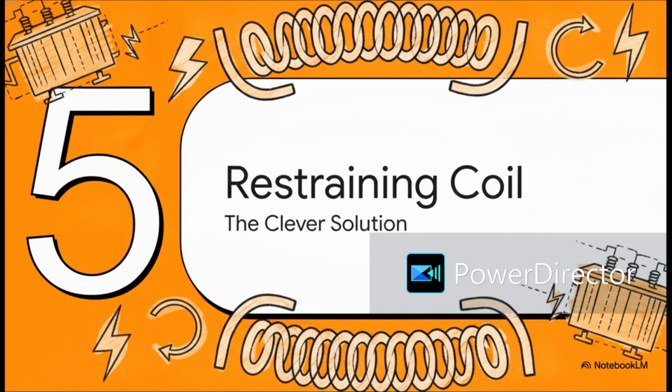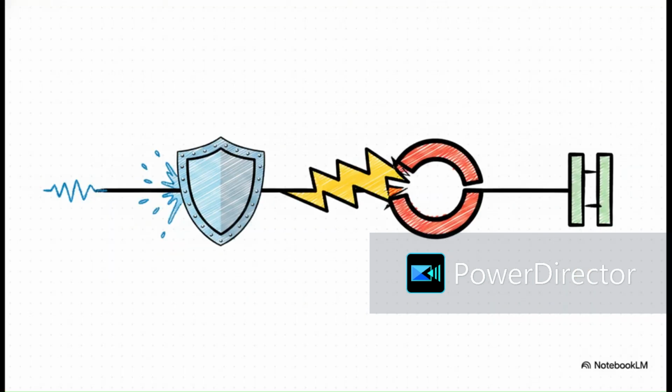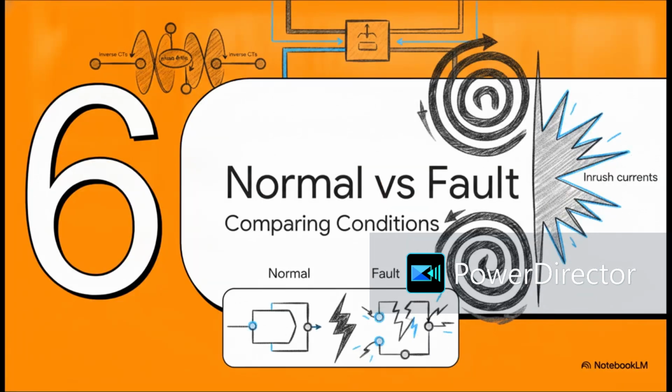Section 5. The restraining coil solution. So, the crucial point here is understanding the distinct roles of two very different coils. On the left, we've got a new component, the restraining coil. Think of it as your gatekeeper, or a buffer. It's specifically designed to recognize and block those minor, temporary imbalances caused by inrush currents and tap changes. It quite literally restrains the system from acting rashly. Then on the right, we have the operating coil. This remains the ultimate trigger. It sits right behind the restraining coil, just waiting to trip the breaker, but only when a true fault actually occurs.